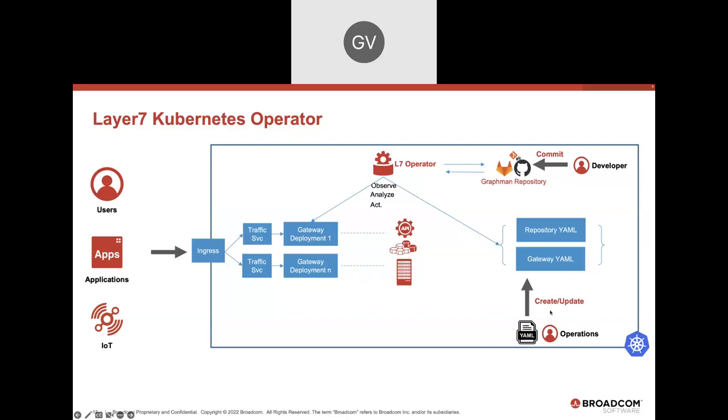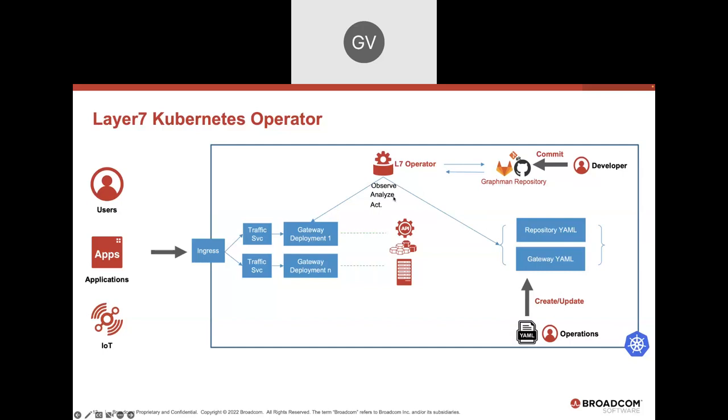We'll go through creating and updating a repository YAML. So I'll show you what that looks like and how that's configured. And we'll also go through creating a gateway, which is going to have reference to this repository. So the Layer 7 operator is going to observe, hey, I've got a new gateway YAML. Hey, I've got a new repository YAML.